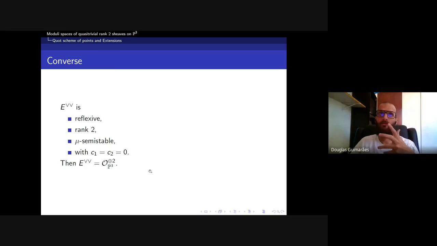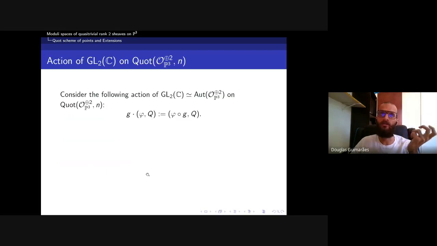So before we jump to the next viewpoint, the extensions, let us consider an action on the Quot-scheme. I will consider the action of GL2, the automorphisms of O², on the Quot-scheme. And this action is just given by composition. So we fix an automorphism, an element of GL2, and we just apply the automorphism and then apply phi. This is just the composition.